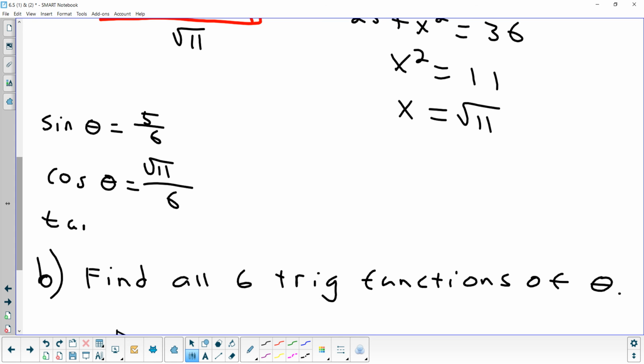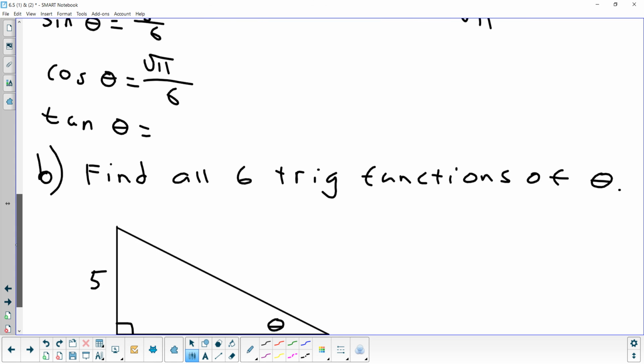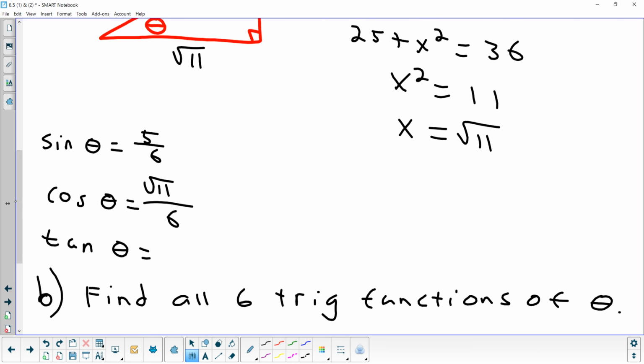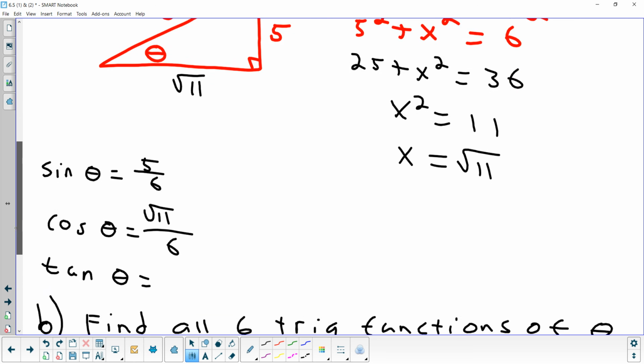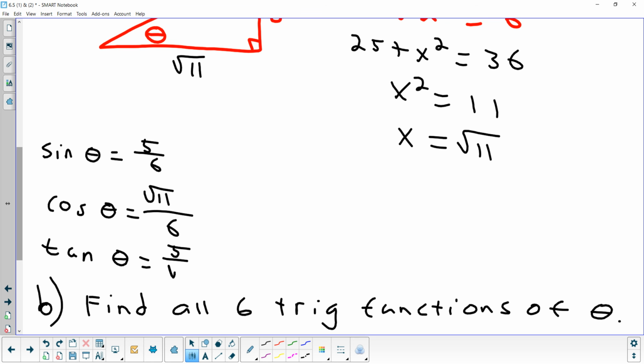I also want the tangent. All right, Sarah, what would my tangent be? 5 over square root of 11. All right, 5 over square root of 11. Any thoughts about 5 over the square root of 11? Yep. There can't be a square root in the bottom. We can't leave the square root in the bottom, so we need to fix that.